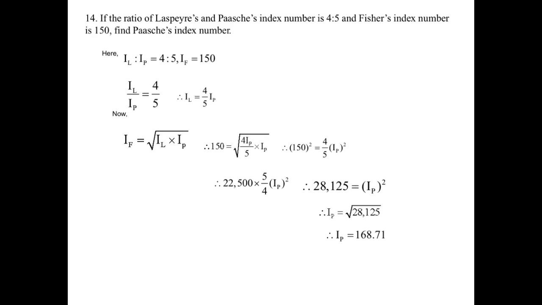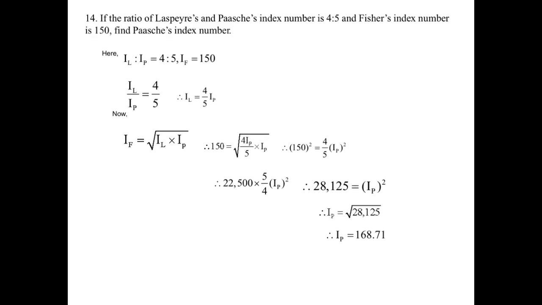Now Fisher's formula is what? IF is equal to under root IL into IP. We already have Fisher's index in the example. So therefore we put 150 is equal to under root of IL, which is 4 by 5 IP, multiplied by IP, we put IP itself.